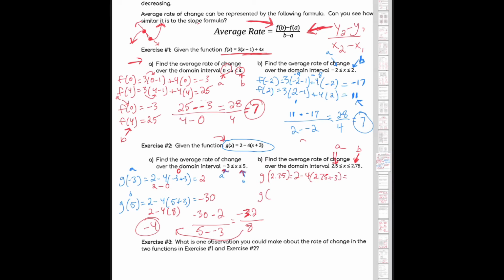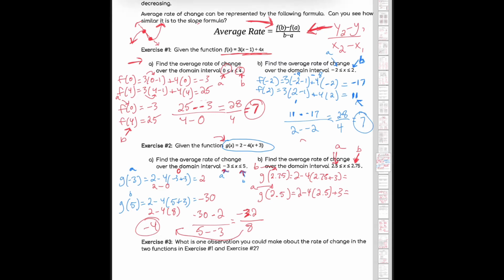And then our g of b would be... I mixed them up. This is our b here. This is our a, 2.5. So this is 2 minus 4 times 2.5 plus 3. That will get us our answer. So don't get it confused. This is our a, this is our b, and we go ahead and test this out.